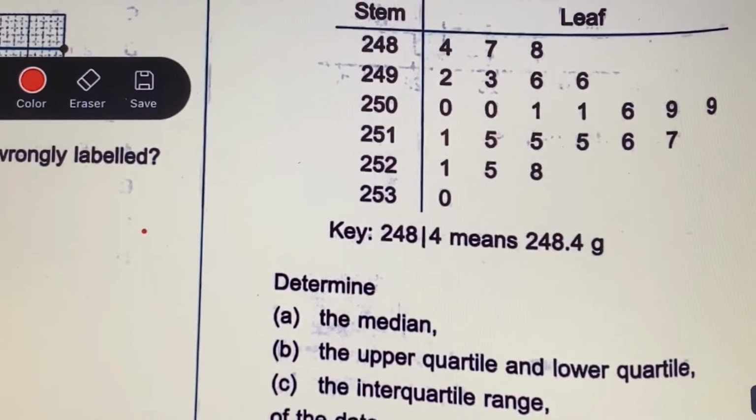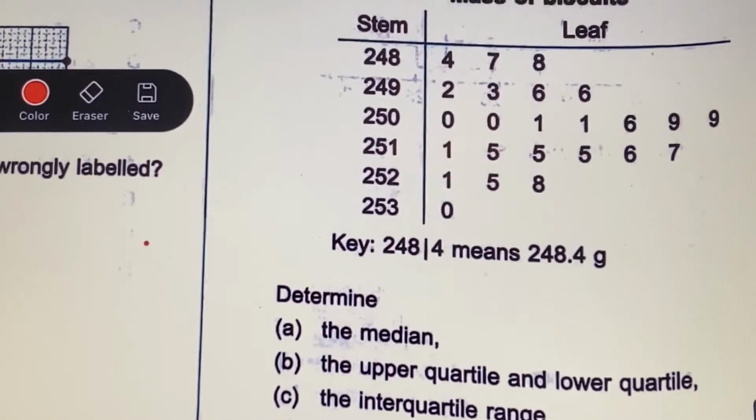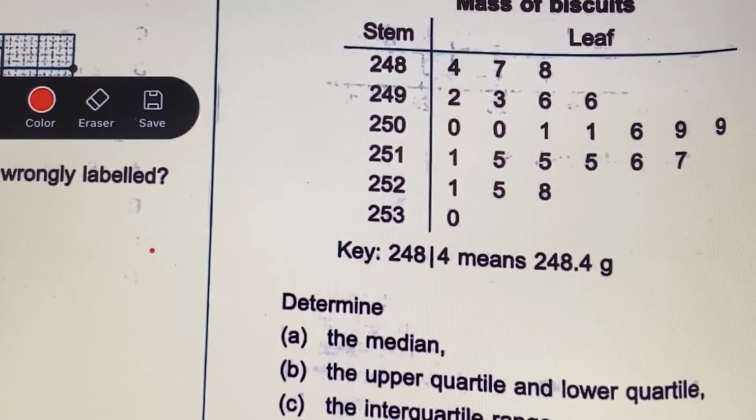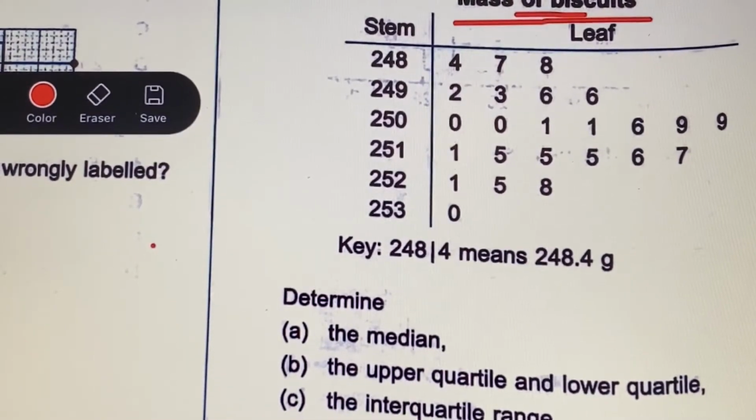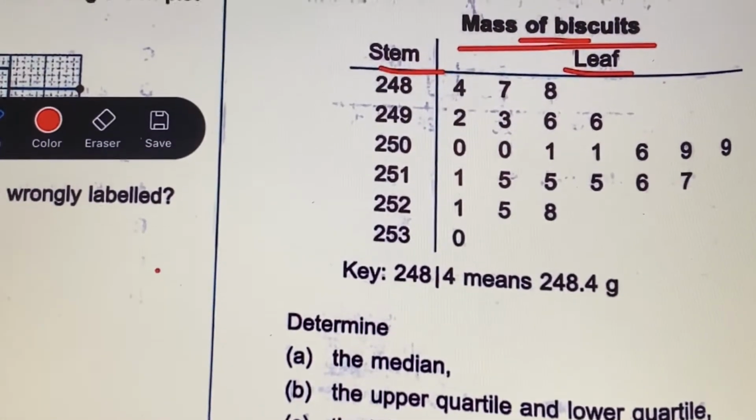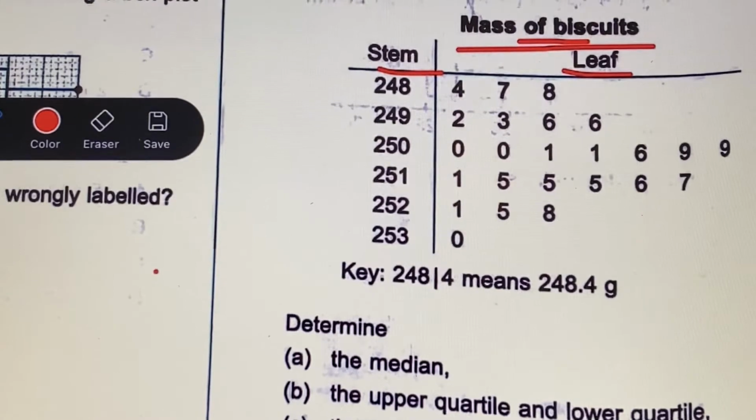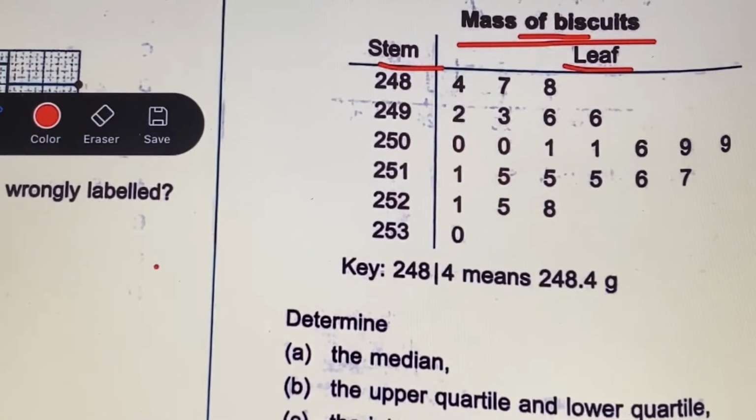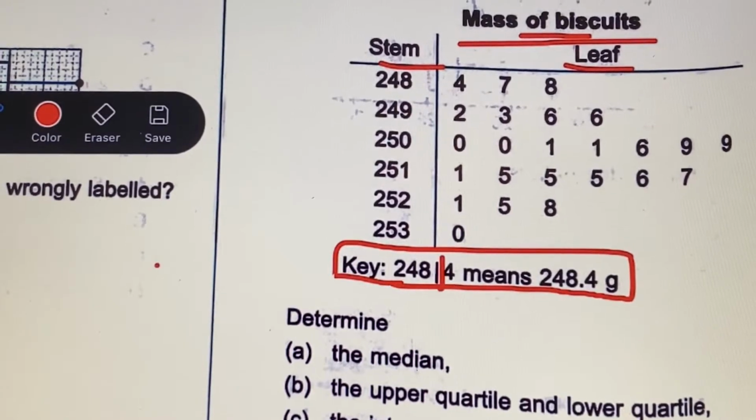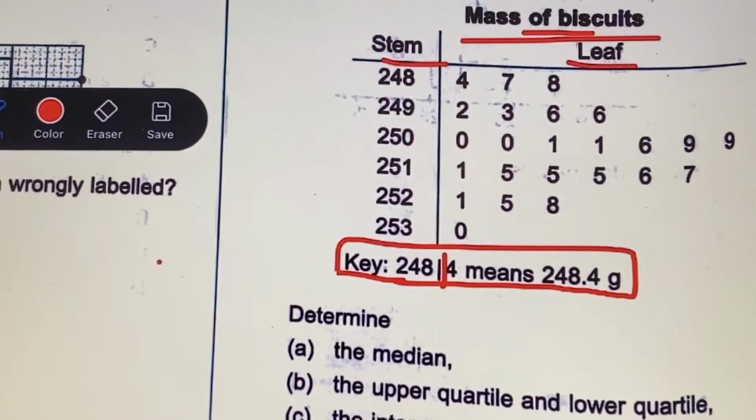Hello students, today we would like to do revision for mathematics SPM. Today we focus on stem and leaf plot, right? As you can see, to read the stem and leaf plot, you have to focus on the key here: 248 stroke 4. So that means 248.4.